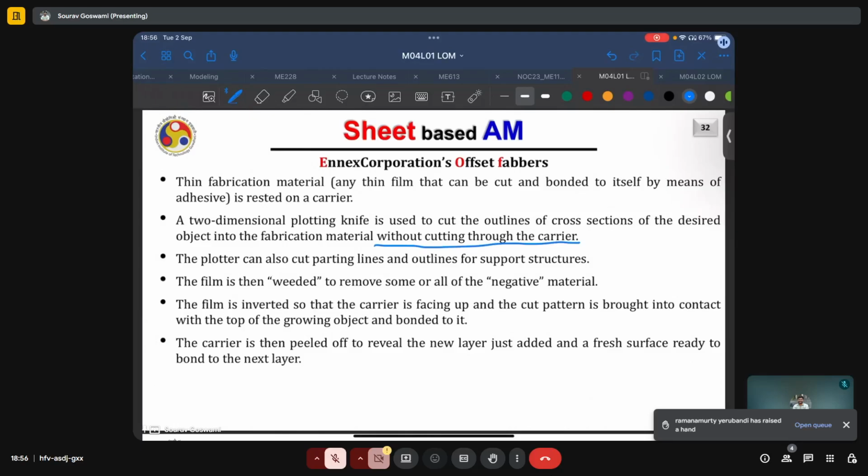The film is then weeded to remove some or all of the negative material. As we know, weeding is the process of removal of unwanted material. The film is inverted so that the carrier is facing up and the cut pattern is brought into contact with the top of the existing object and bonded. This carrier is then peeled off to reveal the new layer.